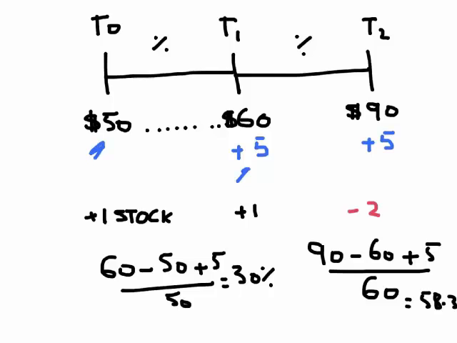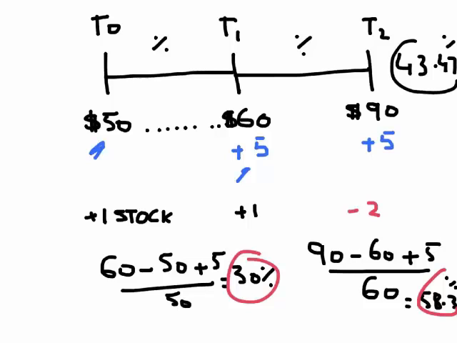58.3%. And then using these two numbers, you can calculate the average, which comes to 43.47%. Very good. The average would be the geometric mean. Now the term average, we will be using the geometric mean, not the arithmetic mean.